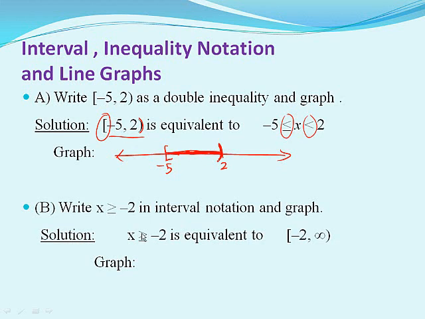In example B, x is greater than or equal to -2, so that is equivalent to the closed interval [-2, infinity). Graph will be -2 with a closed bracket, infinity is on this side, so we need to shade this right side here.